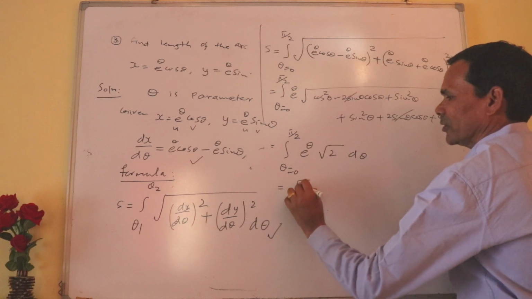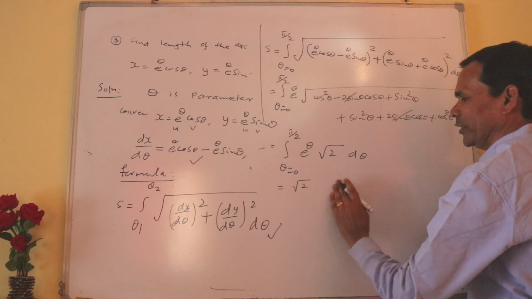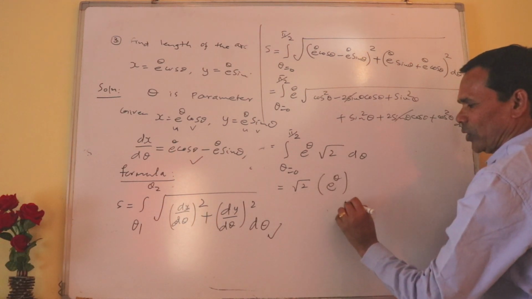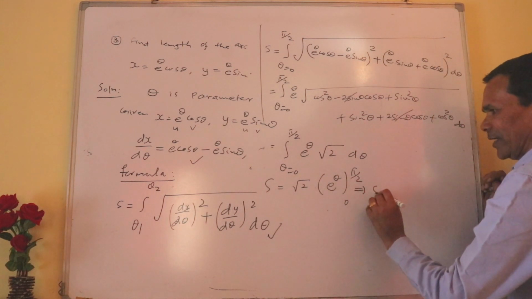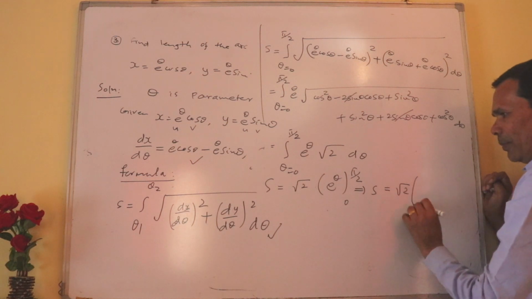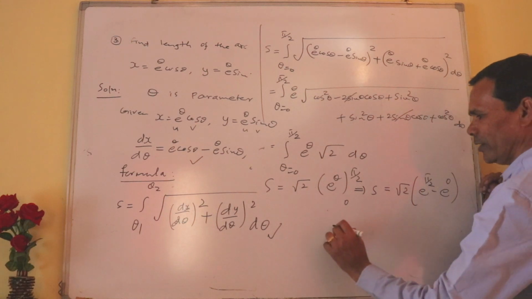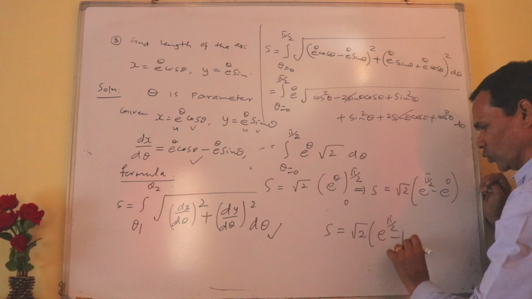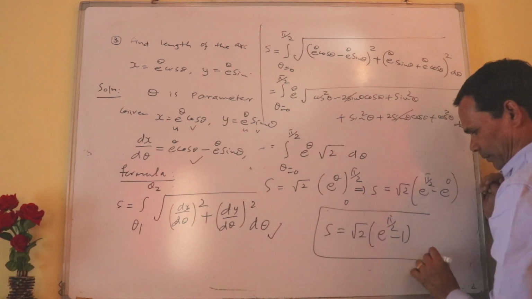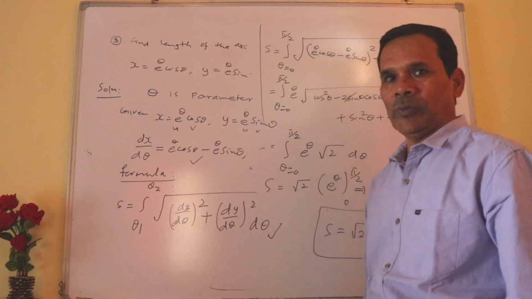So I am getting this root 2 outside, the integration of e raised to theta is e raised to theta, and the limits I am going to apply are 0 to pi by 2. So this is S actually. This implies S is equal to root 2 times upper limit e raised to pi by 2 minus e raised to 0, which is 1. So S is root 2 times e raised to pi by 2 minus 1. This is the arc length of this parametric curve from theta equal to 0 to theta equal to pi by 2.